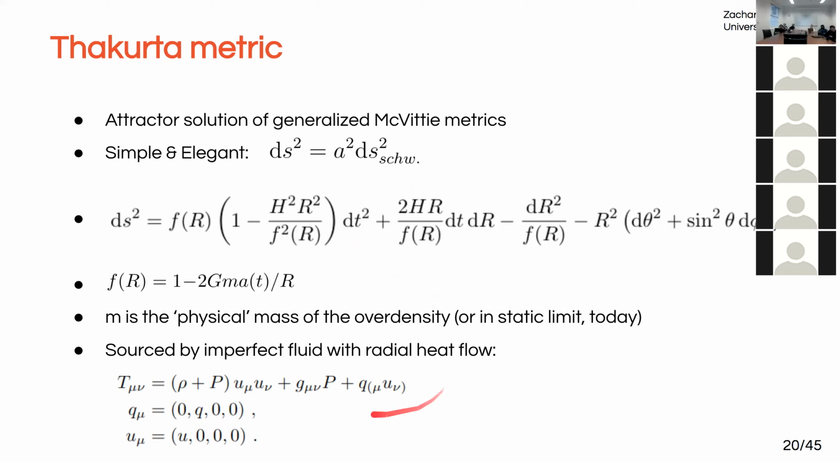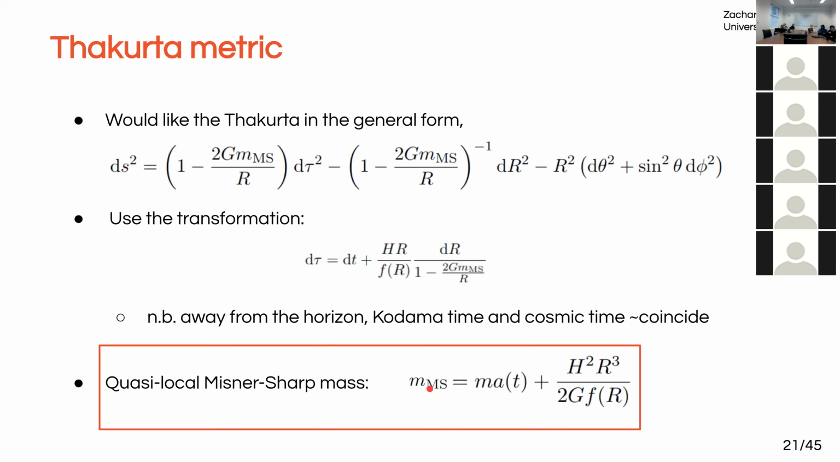So right, as I was saying, this is sourced by a perfect fluid, but now it has a radial heat flow component and no radial matter flow to source the Thakurta metric. But we would like to have the Thakurta metric in that general spherically symmetric form in terms of the so-called Misner-Sharp mass. And you can do that with a particular transformation. It's not super hard to work out.